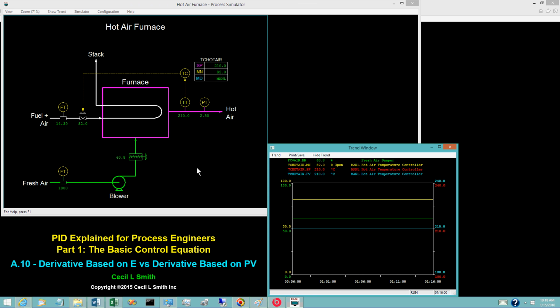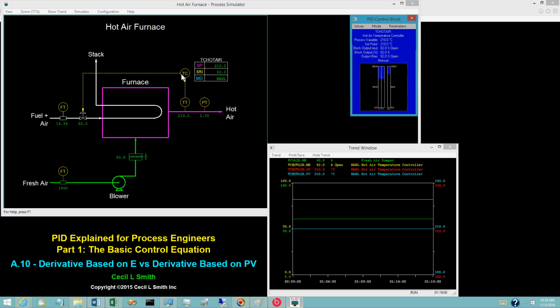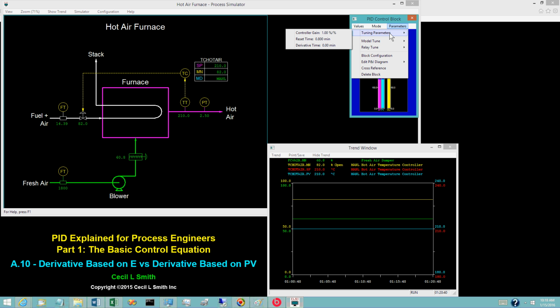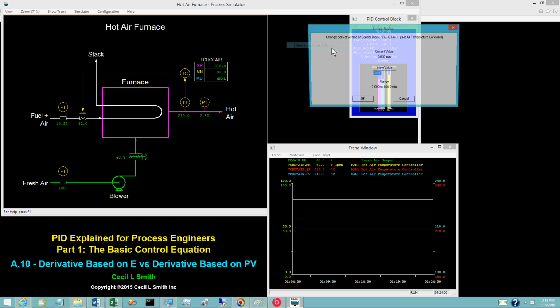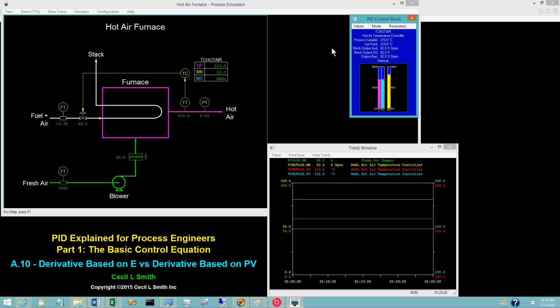The hot air furnace will be used to illustrate PID control with derivative based on PV and PID control with derivative based on E. Open the point window for the hot air temperature controller and display the tuning parameters. The controller gain is 1% to percent. The reset time is 0.8 minutes. To obtain PID control, change the derivative time to 0.2 minutes. The derivative is based on the PV, as will be confirmed shortly.